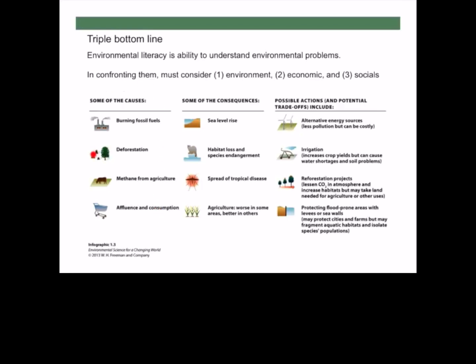Some causes that we're going to look at are burning of fossil fuels, deforestation in places like tropical rainforests. This is going to affect the biodiversity. Methane, which is a potent greenhouse gas that comes mainly from agriculture, and our consumption, how we're using the resources for electronics and those things that we consume each day, especially in the United States.